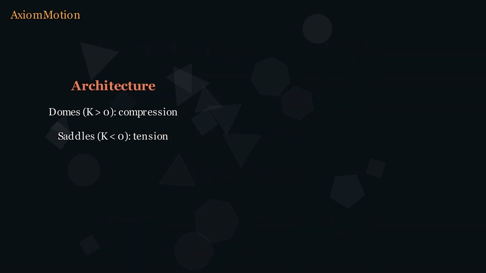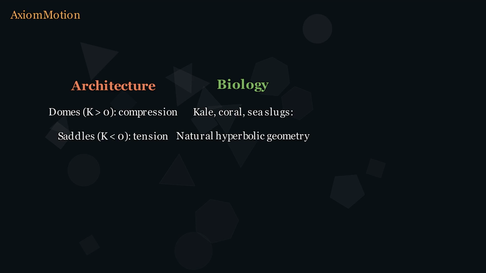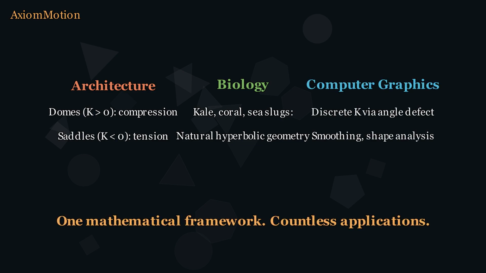Curvature is everywhere. In architecture, domes work because positive curvature creates natural compression. Saddle-shaped roofs need tension cables precisely because K is negative. In biology, kale leaves, lettuce edges, and brain coral all grow into shapes that approximate constant negative curvature. Nature discovered hyperbolic geometry long before mathematicians did. In computer graphics, the angle defect at a mesh vertex gives discrete Gaussian curvature, the foundation of surface smoothing and shape analysis.